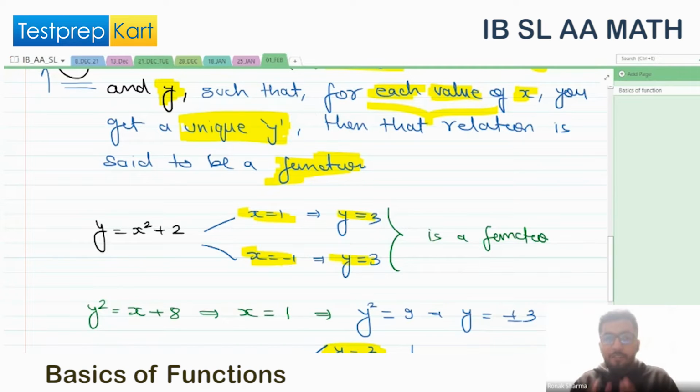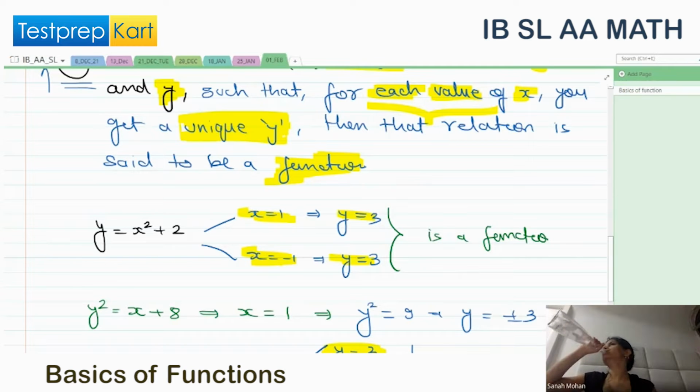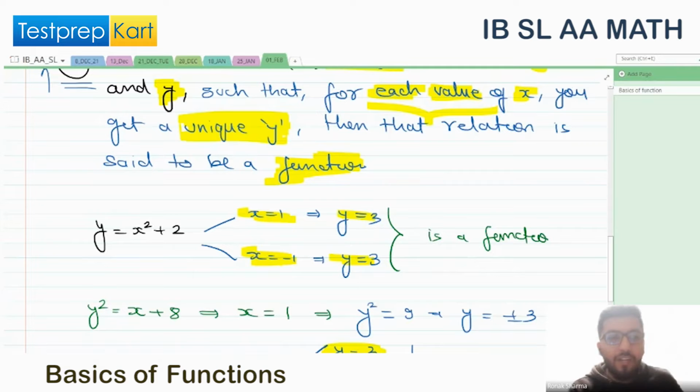Just try to imagine that for each value of x, we are having their little worlds. Getting my point? And just imagine that in the world of x equal to 1, how many y are there? 1? y equal to 3? For the world of x equal to minus 1, how many y are there? Only 1. Again, y equal to 3. Now, x equal to 1 and x equal to minus 1 don't know about each other's world. Getting my point? So their y is unique to them. So that's why we are calling it a function.